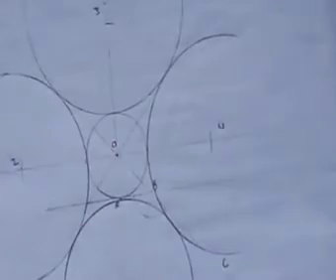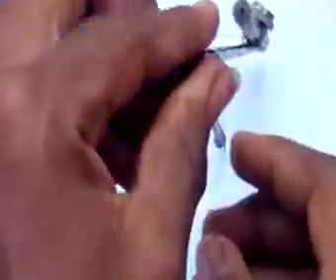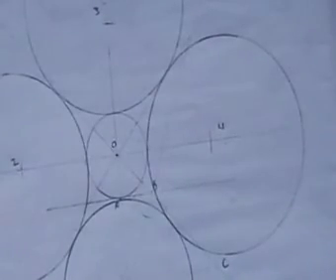So this is how to draw. Okay, I can also complete the previous circle. So this is how to draw four circles or any number of equal circles about a given circle.